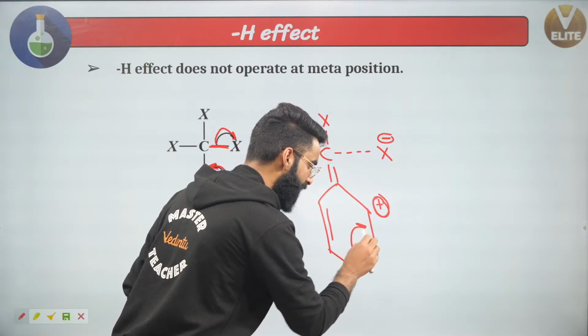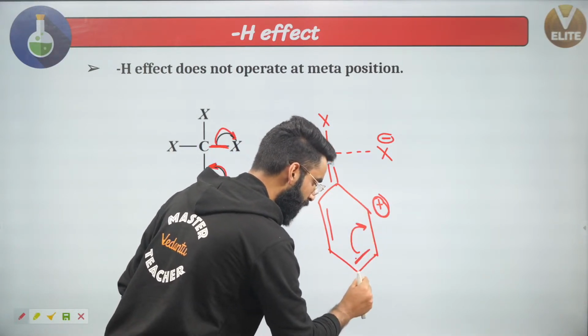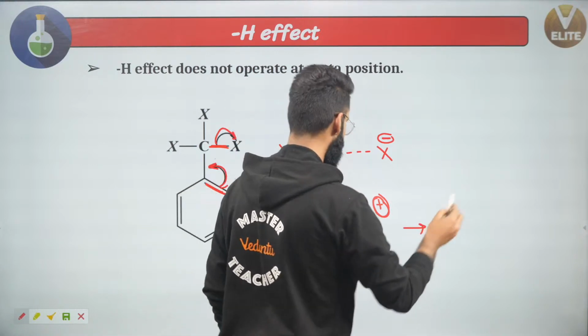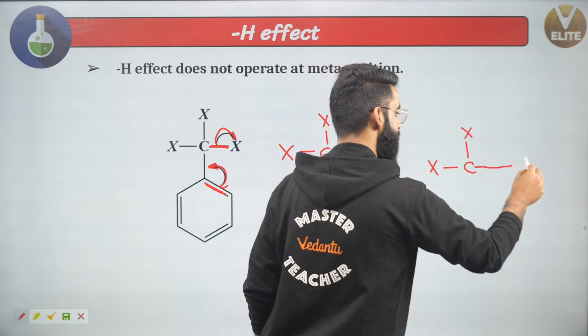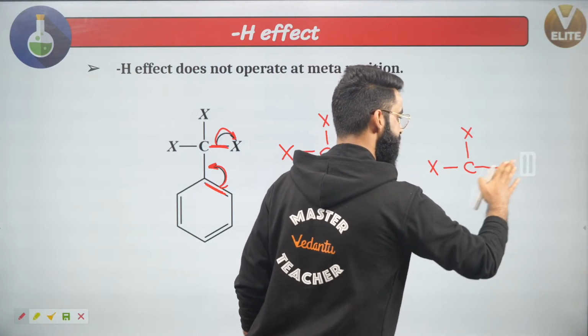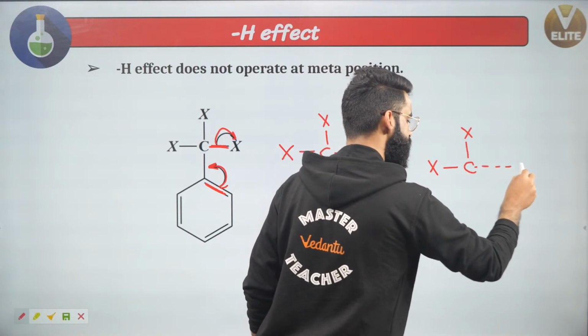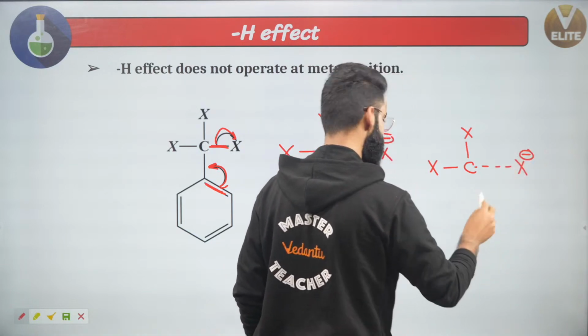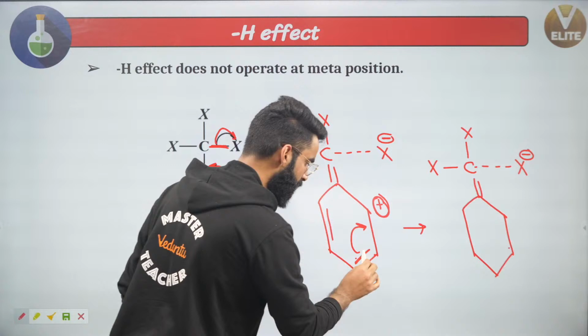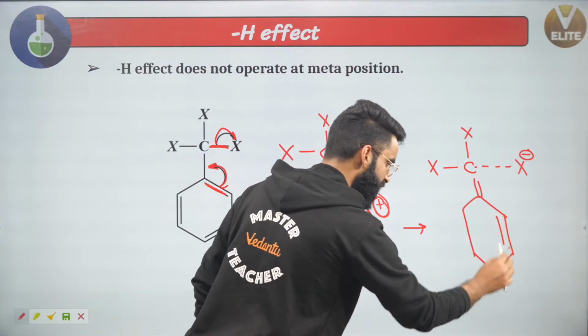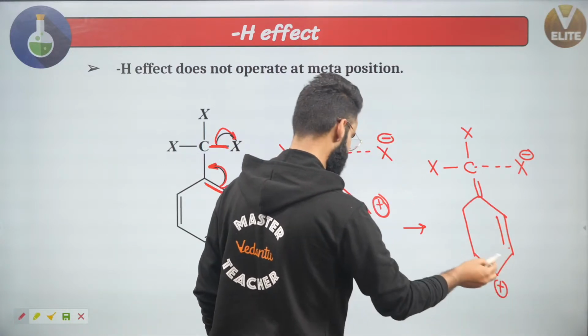This bond will be broken in this direction, and this positive charge will come over here like this. Let me show it. This is X, this is X, and this is X negative right here. And this is the double bond as such. What I have done is I have broken this double bond in this direction. So there is a double bond right here, there is a positive charge on this carbon, and the double bond as such.